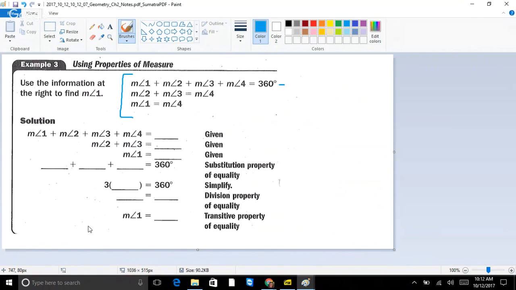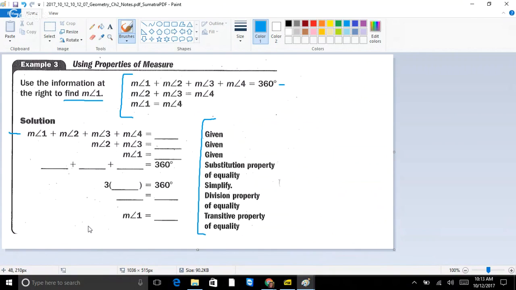That's a whole lot of measures of angles, right? So what we want to do is find the measure of angle 1 based off of all this information that we know. You'll see here that what they've done, and what we're going to do eventually, is they've given you the steps as to why they can do each of these steps. So the first thing is given.